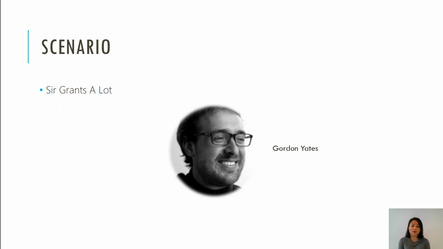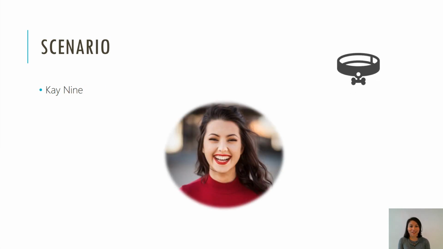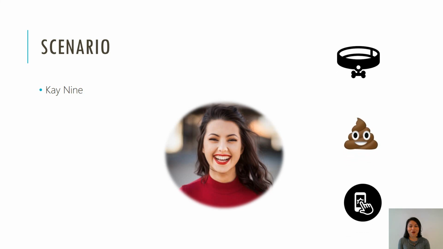So the scenario is there's an organization called Sir Grants-a-Lot, and they provide funding for companies that want to get into the technology space. The founder is Gordon Yates. So this is K9. K9 invented a smart collar that will measure the temperature of your dog, and based on the temperature levels, it will send a notification to an app on your phone so that you know when your dog needs to go to the bathroom. So no more accidents in the house through K9's app.